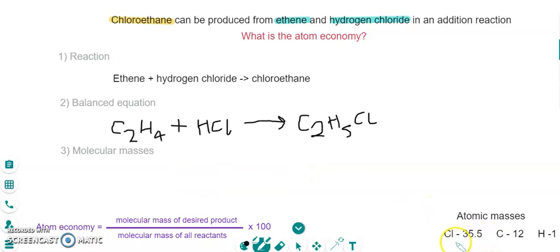So here I have the atomic masses of all the elements involved in this reaction. To work out the molecular mass of a molecule, you add up the atomic masses for each of the atoms in that molecule times by the number of atoms that there are. So for C2H4, you would have 2 times 12, add 4 times 1, which would give you 28. For HCl, you would have 1 for the hydrogen, add 35.5 for the chlorine, which will give you 36.5.